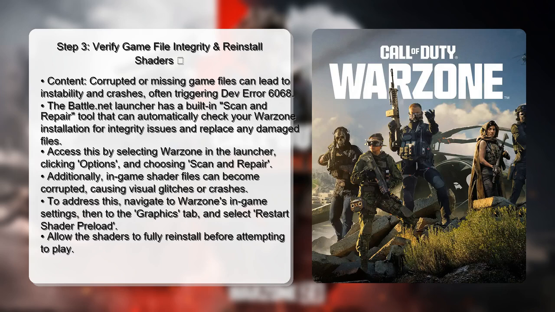Verify game file integrity and reinstall shaders. Corrupted or missing game files can lead to instability and crashes, often triggering dev errors. The Battle.net launcher has a built-in scan and repair tool that can automatically check your Warzone installation for integrity issues and replace any damaged files. Access this by selecting Warzone in the launcher, clicking Options, and choosing Scan and Repair. Additionally, in-game shader files can become corrupted, causing visual glitches or crashes. To address this, navigate to Warzone's in-game settings, then to the Graphics tab and select Restart Shader Preloading. Allow all of the shaders to fully reinstall before attempting to play.